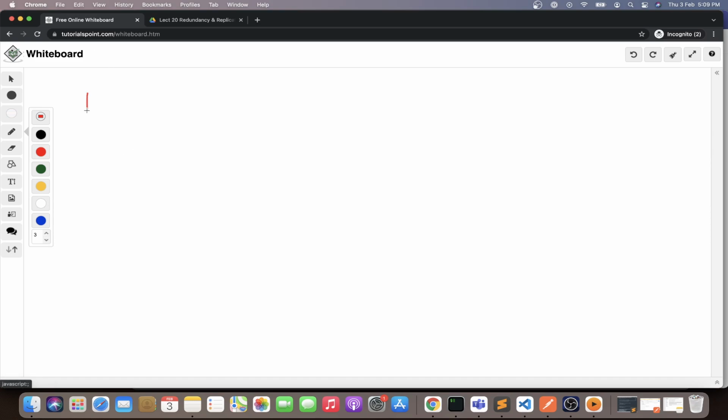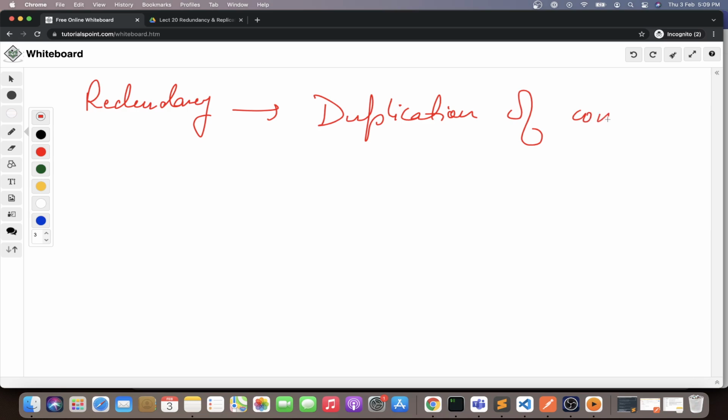So redundancy is basically duplication of components. See, these two terms sound quite similar, but there is a difference between them. You need to know the difference for a crystal clear understanding. So it's basically a duplication of the components.